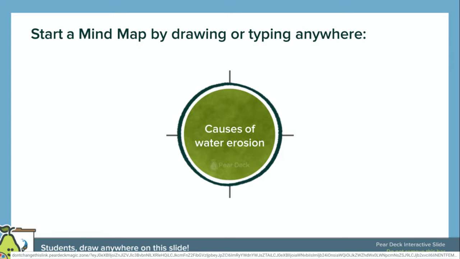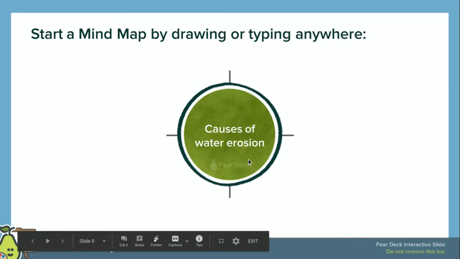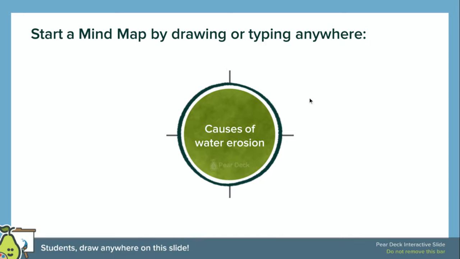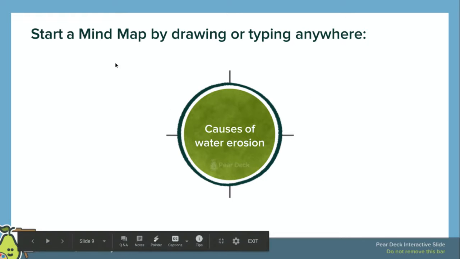Then we are going to start a mind map by typing or drawing anywhere. And the central topic is going to be causes of water erosion. So you can type answers here, here, here, here, or anywhere in the white space.